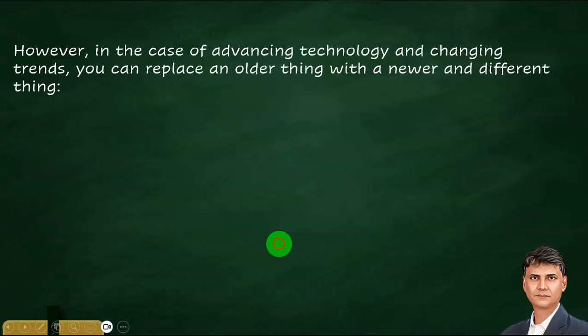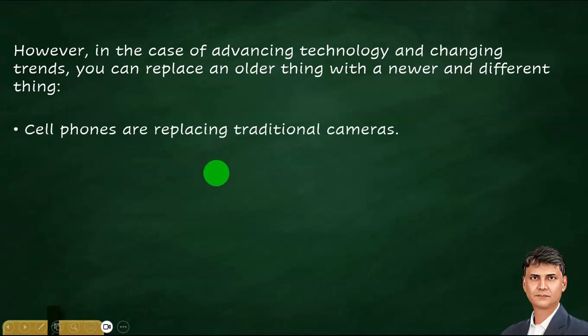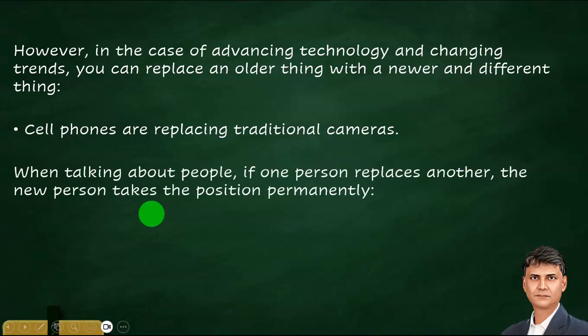Let's move on. However, in the case of advancing technology and changing trends, you can replace an older thing with a newer and different thing. Example, cell phones are replacing traditional cameras, right? Now cell phones here are being replaced. Okay, that means cell phones in place of traditional cameras, you're using cell phones now because technology has changed, right?